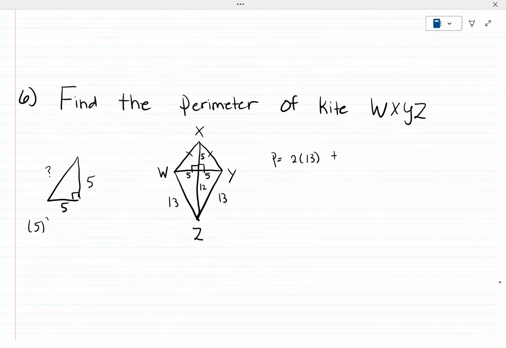Now let's find this unknown hypotenuse by doing the Pythagorean theorem. So it's going to be 5 squared plus 5 squared equals c squared. 5 squared is 25, 5 squared is 25. 25 plus 25 is 50. Take the square root, so c equals the square root of 50.